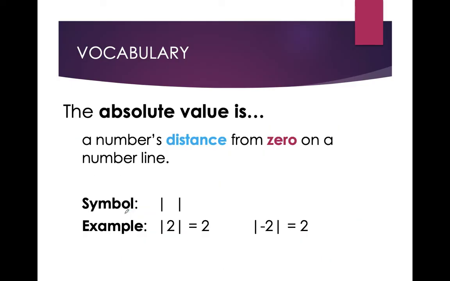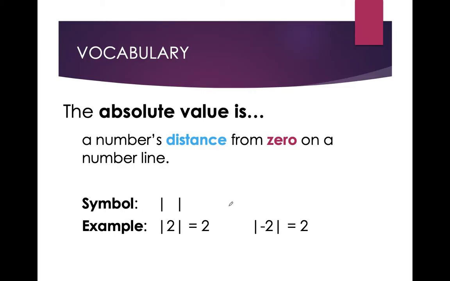Not to be confused with absolute value. You may remember this from 6th grade. The absolute value is a number's distance from 0 on a number line. We don't care which direction it's in, we just care how many units or spaces it is from 0. So you hopefully have seen this before.